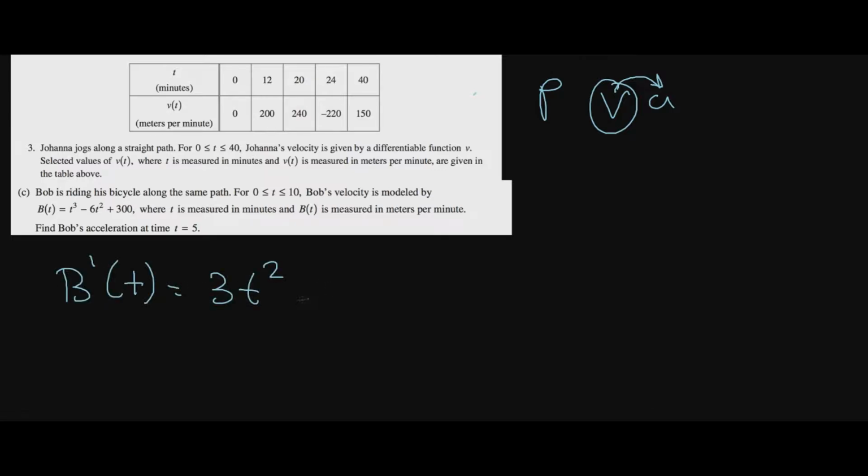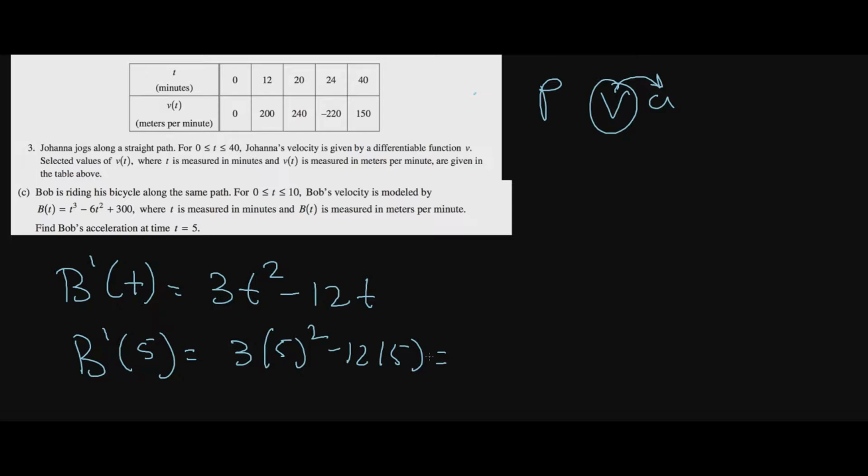Well, if we go over here, Bob is PVA. We are given his velocity and we want to find acceleration. That means derivative. So let's take the derivative, which is 3t squared minus 12t. Right, 300 is gone. Now let's just go ahead and plug in 5. 3 times 5 squared minus 12 times 5.